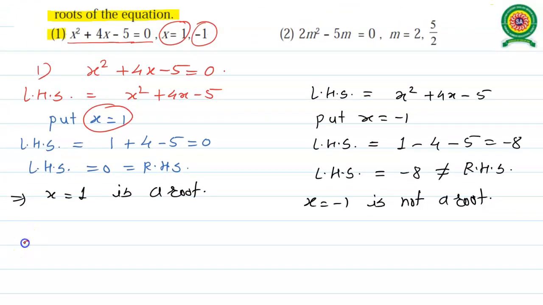Next, for the second sub question, the given quadratic equation is 2m square minus 5m equals 0, and the m values are 2 and 5 by 2.